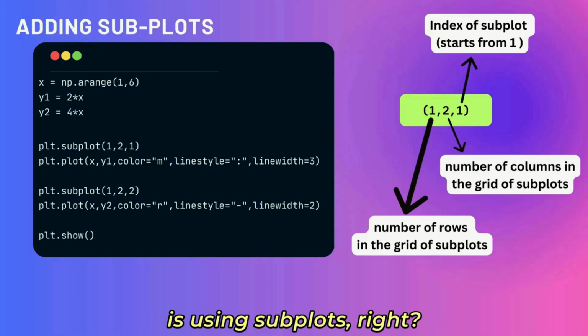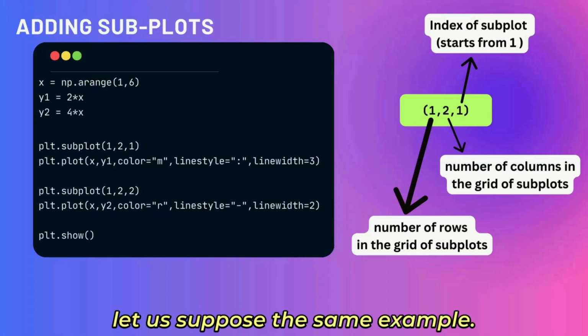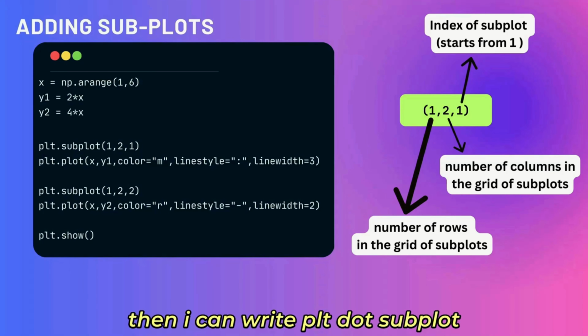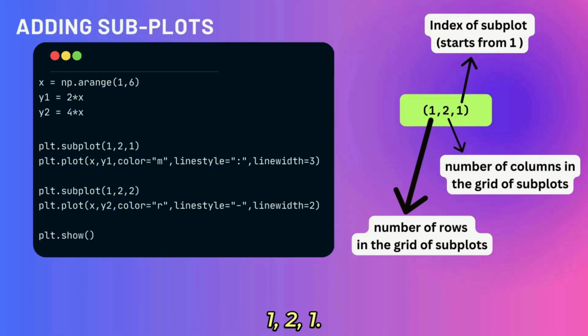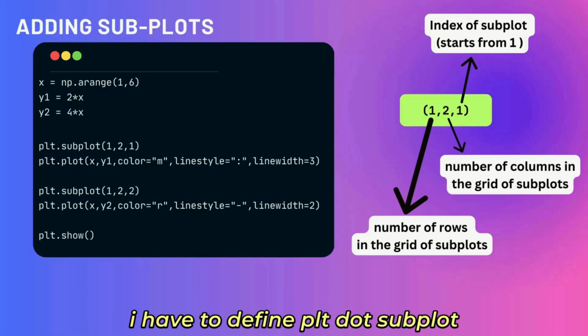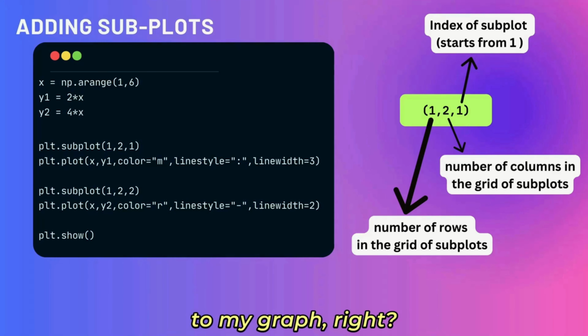So for this, what I have to do is I have to write x equal to np.arange. Let us suppose the same example. So np.arange 1 to 6, which will provide the array from 1 to 5. Then I can write y1 equal to 2 times of x, y2 equal to 4 times of x. Then I can write plt.subplot 1, 2, 1. Now, before I write plt.plot, I have to define plt.subplot to add any kind of subplots to my graph, right?